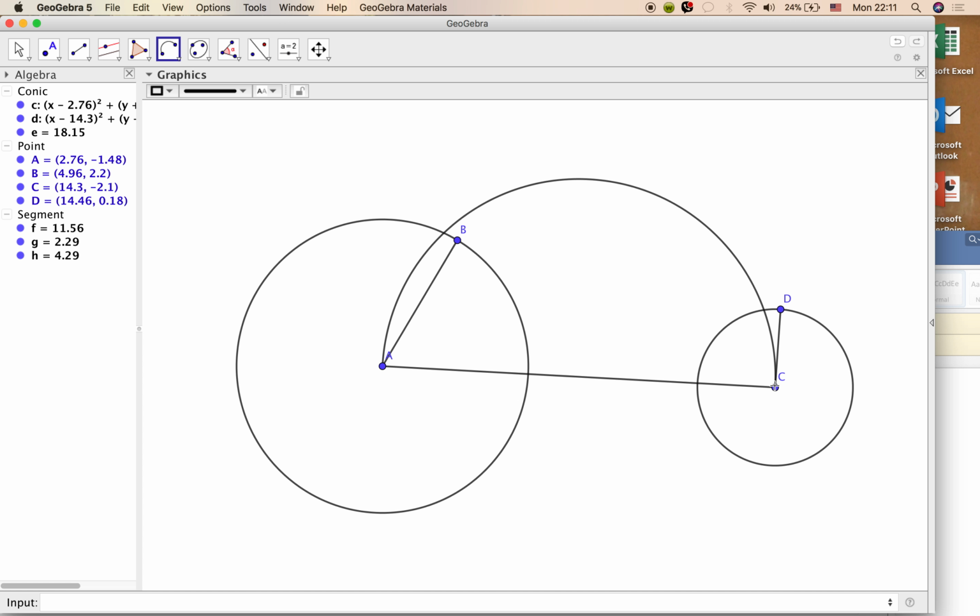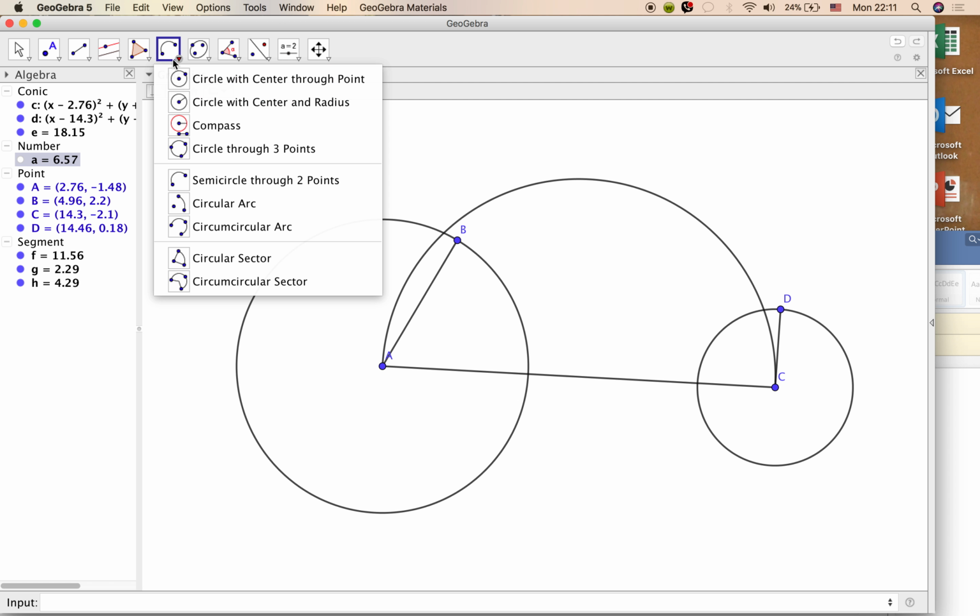Next, I want to draw the circles with the radius the sum of our two radii. First we have to label our radii to find what they are. So this is H, we can see it here, and this one is G. So we come down here and we write G plus H, and that gives us 6.57.